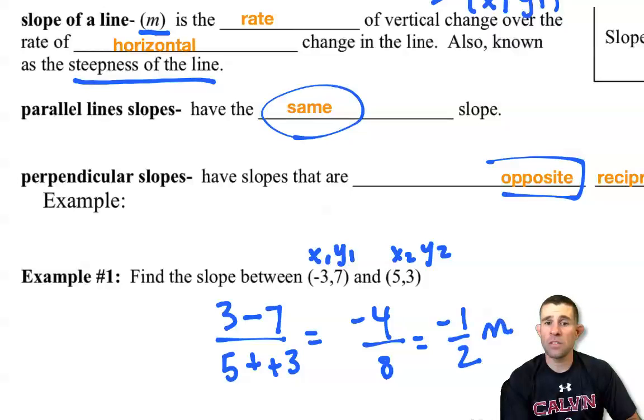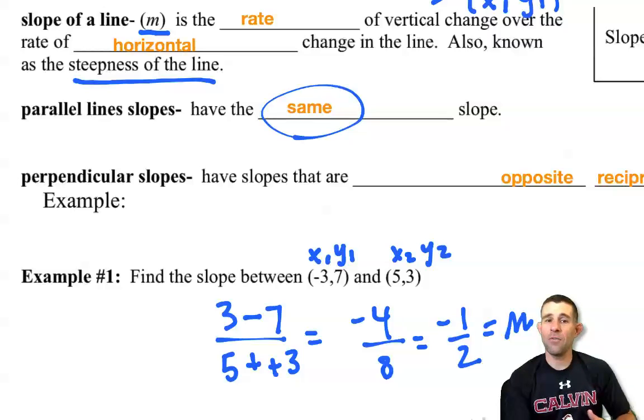So we say the slope of this line, there's my little cursive m. Let's try that over again. A little bit better. There's my cursive m. The slope then of this line is -1/2.